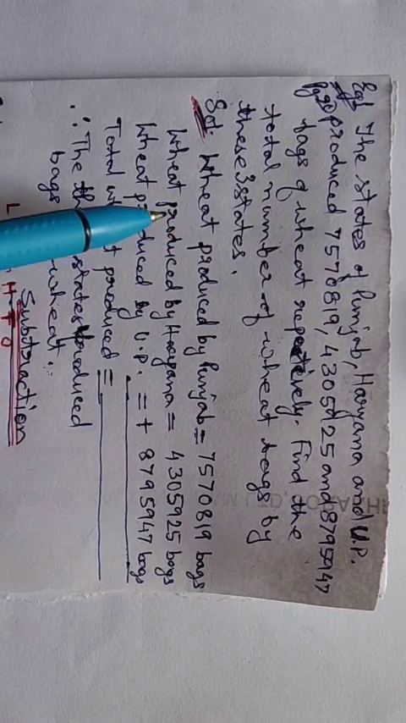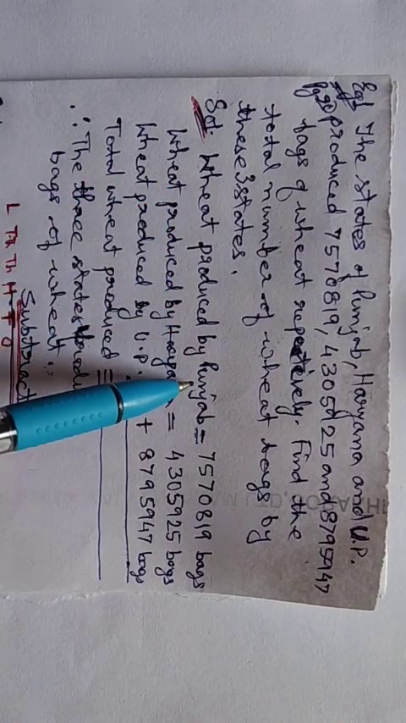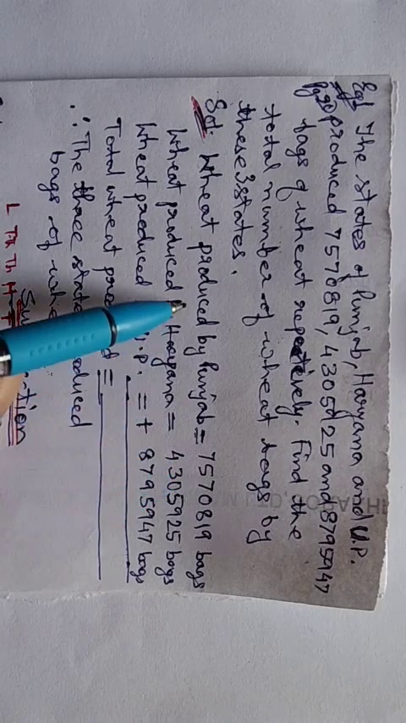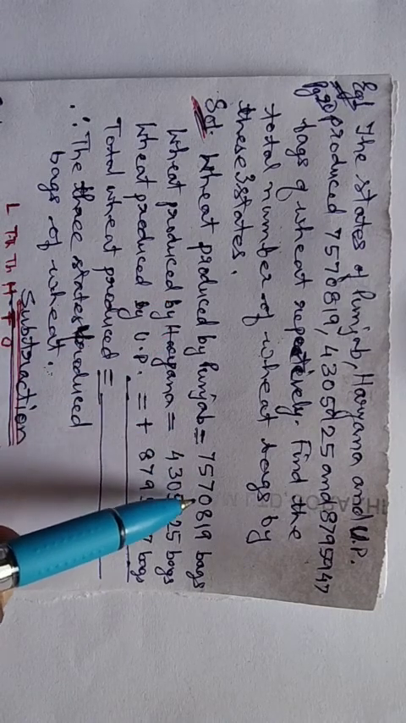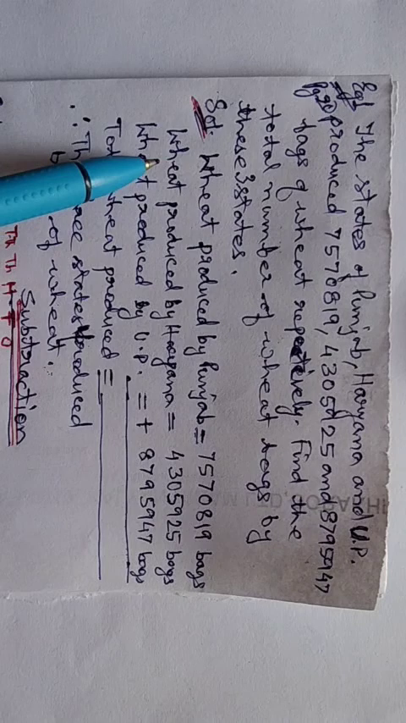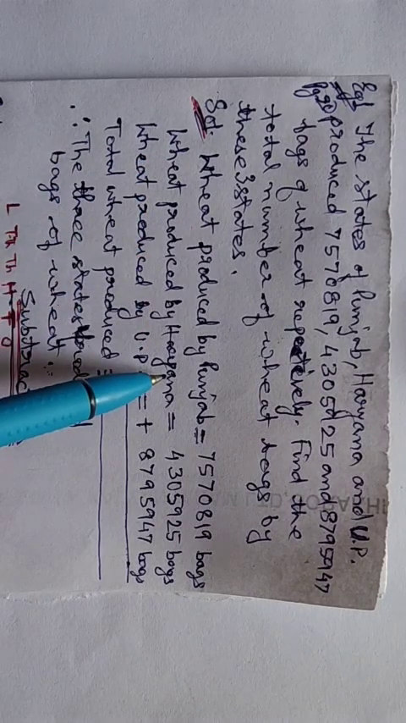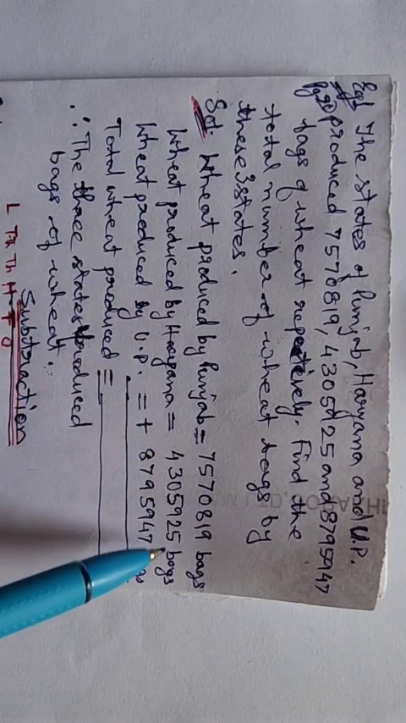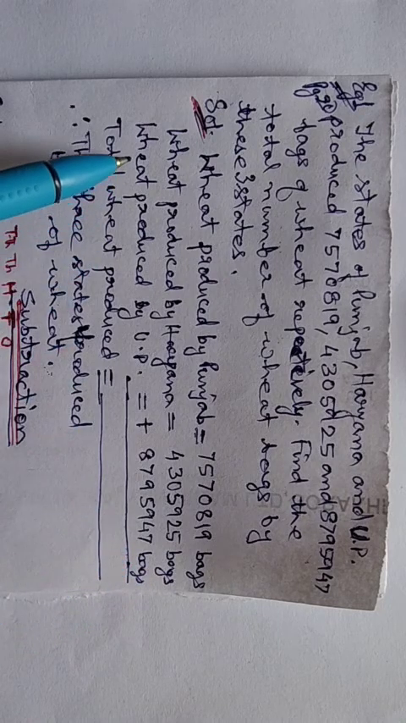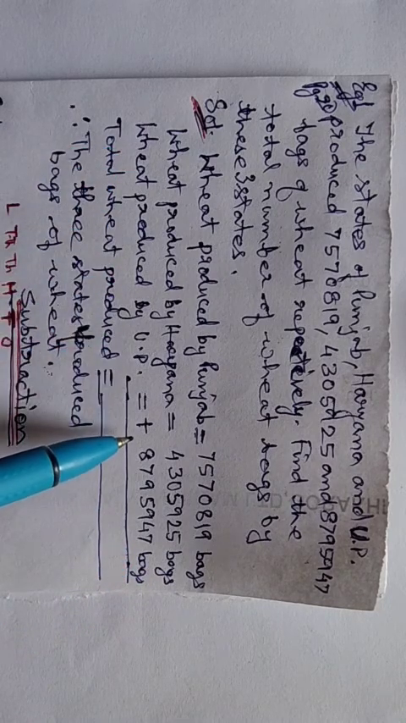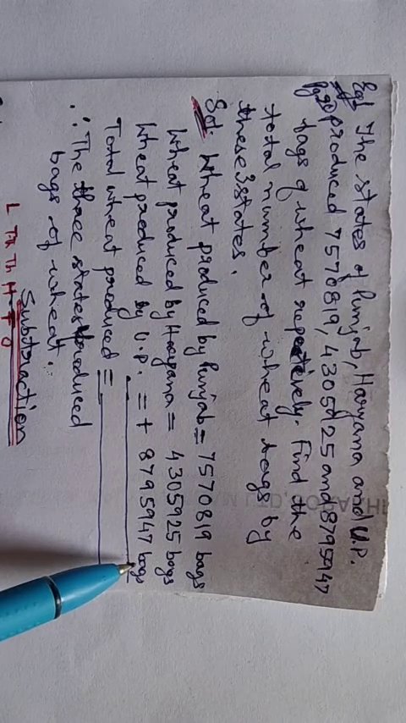Just see. The first statement: wheat produced by Punjab is equal to 7570819 bags. Then the next statement: wheat produced by Haryana is equal to 4305925 bags of wheat. After that, wheat produced by UP is equal to 8795947 bags of wheat.